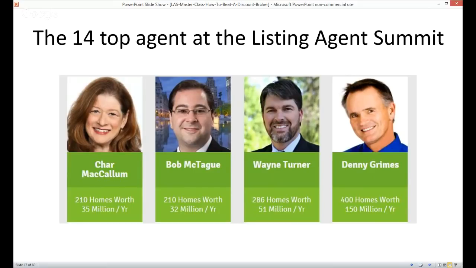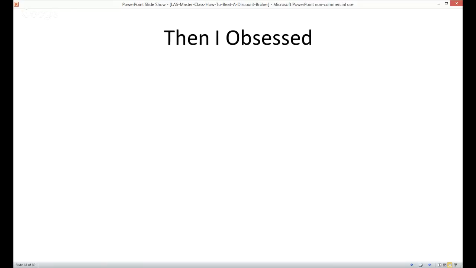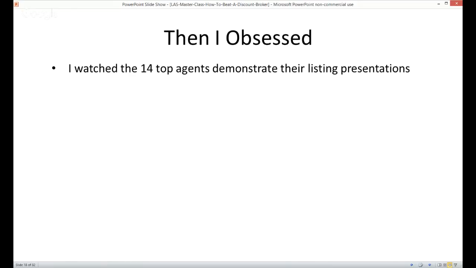You got Bob McTagg, who also had his best year at 210 and did 32 million. You got Wayne Turner with 286 homes worth 51 million, and Denny Grimes, 400 homes worth 150 million. Isn't that amazing? I mean, these people are phenomenal, and they were willing to share how they're listing so many properties. And so after we did the summit, I kind of obsessed, just like I did when I first got that original videotape way back.